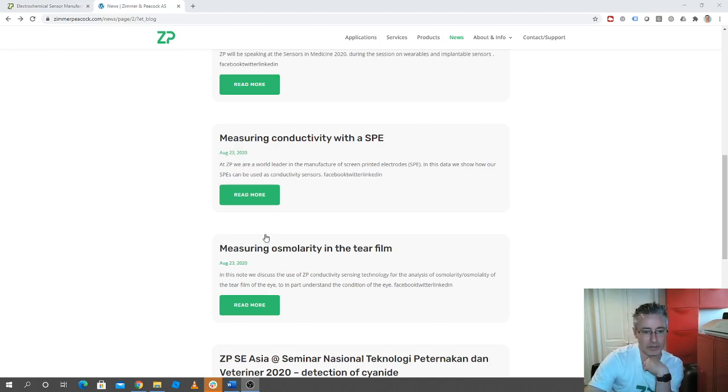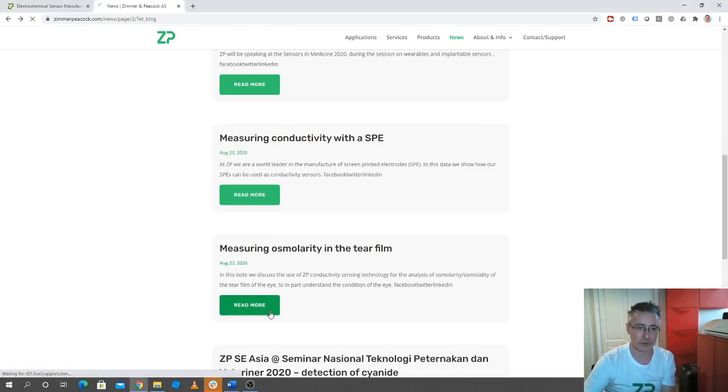So this week we've put out some information regarding measuring the osmolarity in tear film. Some people unfortunately have a condition called dry eye. I imagine from the name of it, it feels like literally the eye is potentially dry. And one way of diagnosing this problem is through the osmolarity in the tear film.